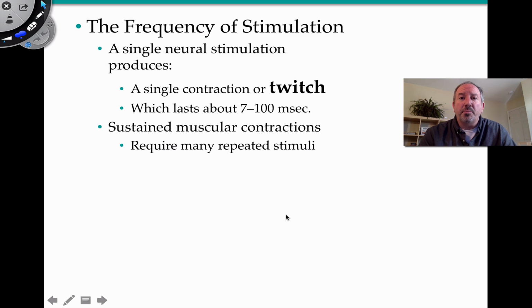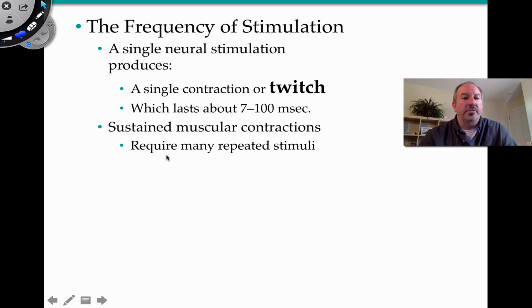Now, this part of the video is a discussion. We're getting into muscle fiber types, and muscle fiber types have a lot to do with this concept, which is the frequency of stimulation. So when a single neuron stimulation produces a contraction, it's referred to as a twitch. You may be familiar with that term. It's very fast, but there's a range from 7 to 100 milliseconds. And so there's a range here in terms of a twitch or a single contraction.